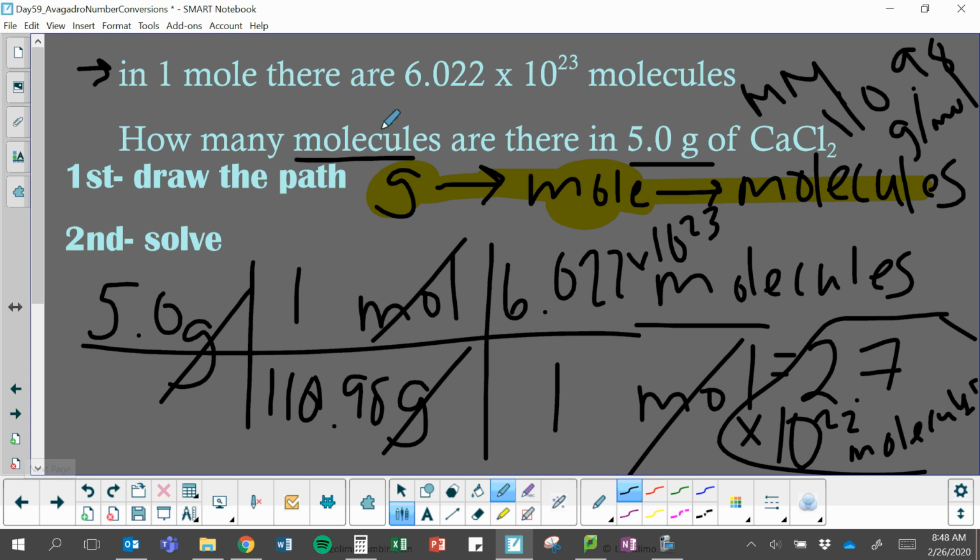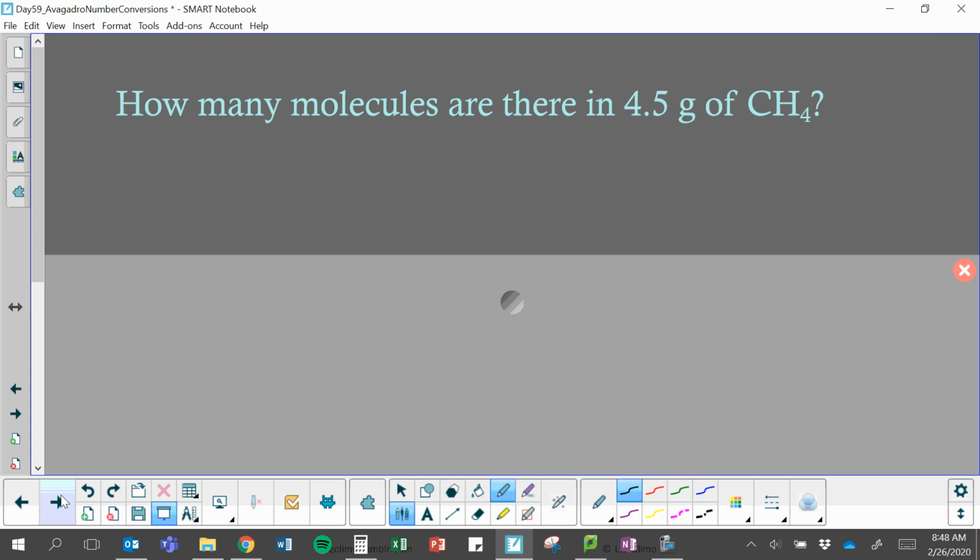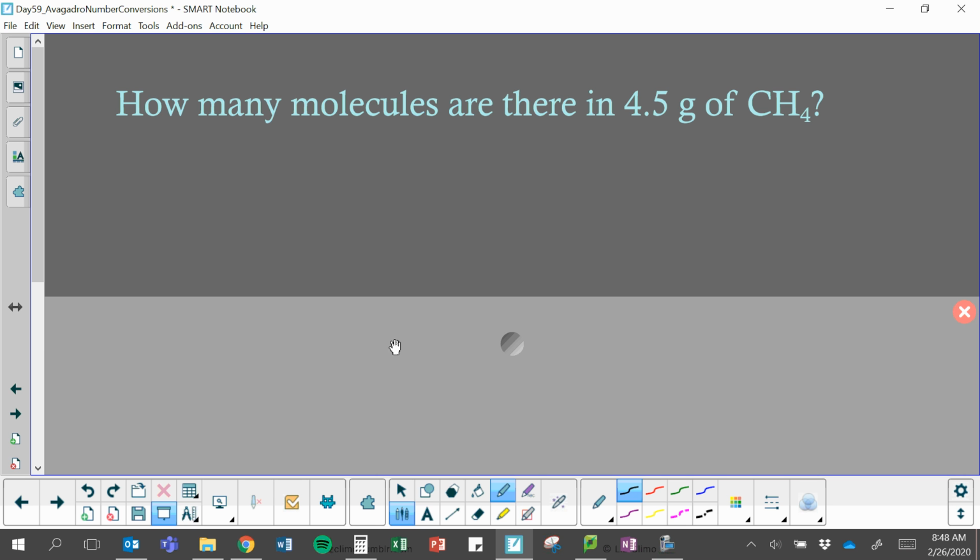Okay, so that's how you solve one of these problems. You just have 2 steps. Here's another example. You can pause the video and try it on your own if you would like.